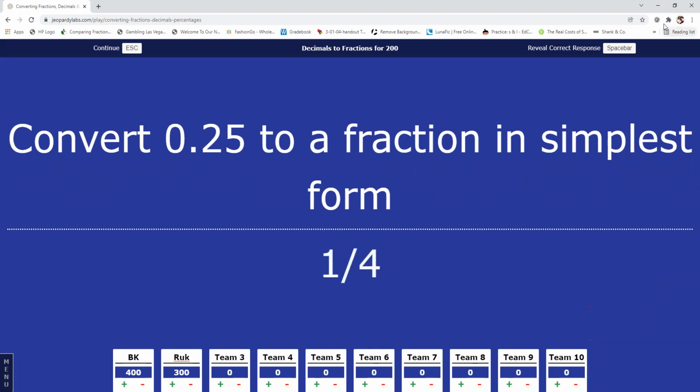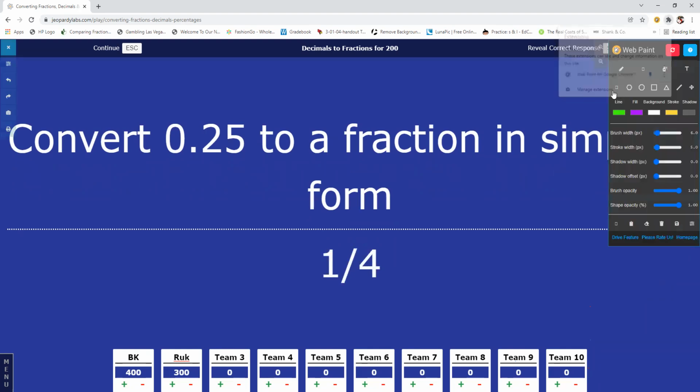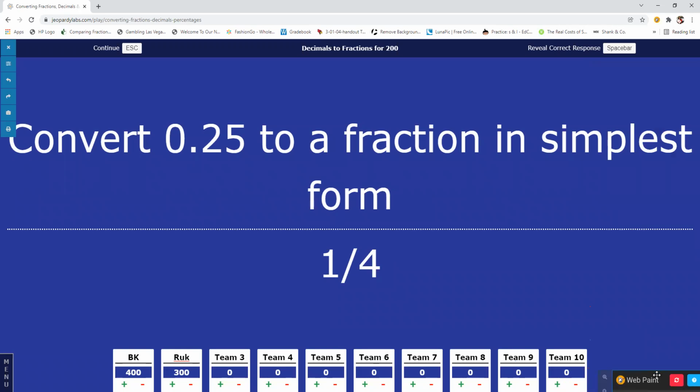So remember, when we are going from a decimal to a fraction, there are two different ways we can do it. We can say it out loud. In this case, that would be 25 hundredths, which lets us know we put it over 100. Or you can count the number of values after the decimal. If there are 2 values after the decimal, then we put it over 100.